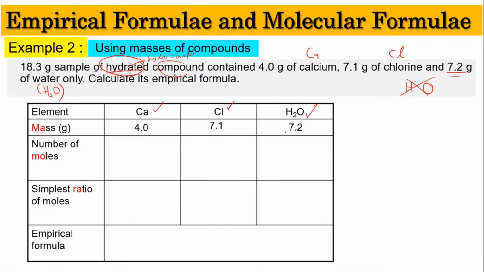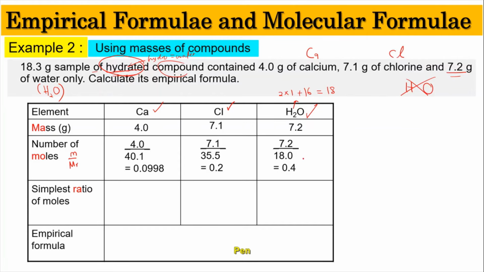So as before, you need to find the number of moles, where you're going to divide mass of the element with the molar mass of the element. So 4 gram divided by 40.1, you will get 0.0998 mole. For chlorine, 7.1 divided by 35.5, you get 0.2. And for water, you're going to divide 7.2 divided by 18, where it equals to 2 times 1 plus the molar mass of oxygen is 16. Okay, so you're going to get 18. Okay, so the moles that you will be getting is 0.4.